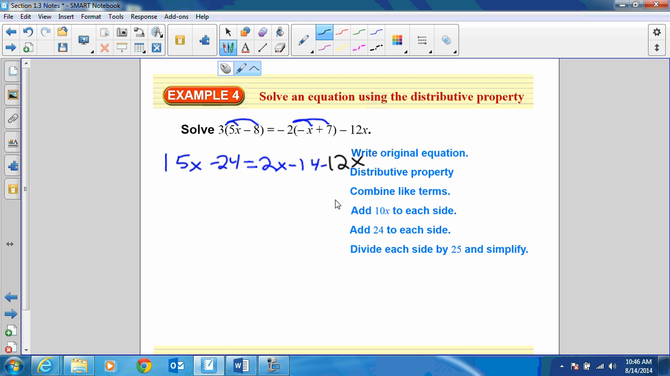Minus 12x. Okay. Next step we're going to do is subtract 2x. Well, we're going to combine like terms first. Because on the right side we have like terms, like we did earlier, we group like terms. So 2x minus 12x is negative 10x, minus 14.